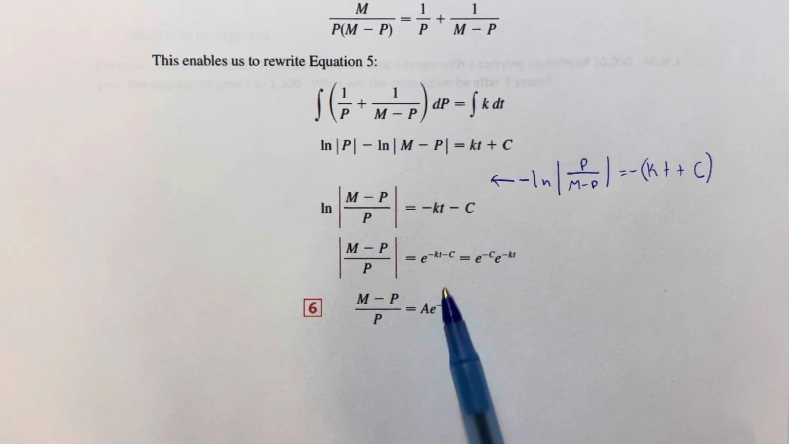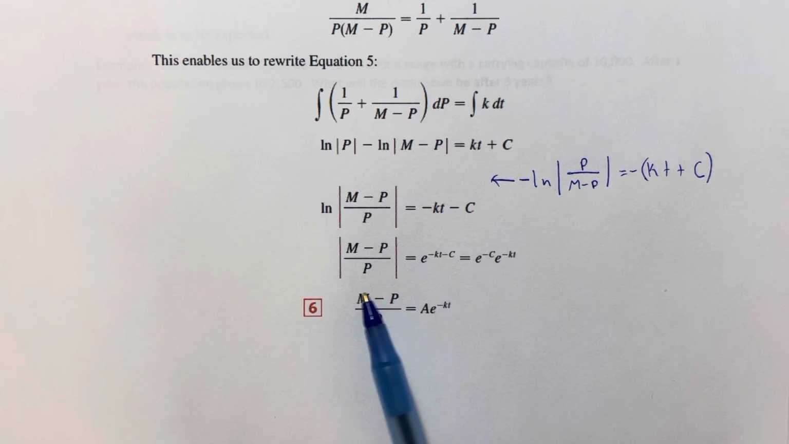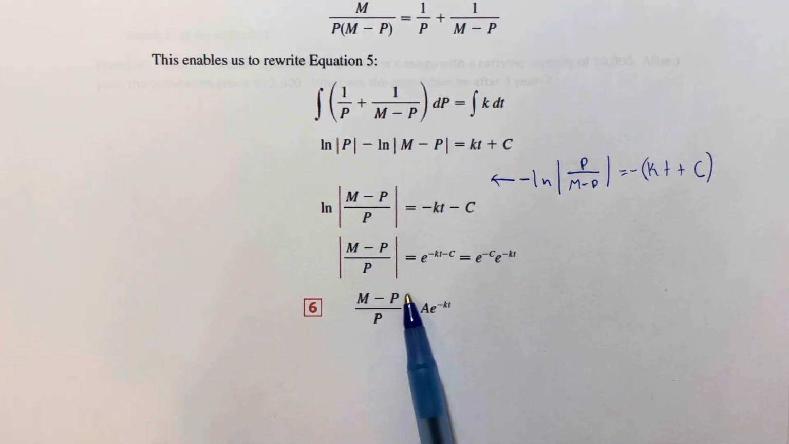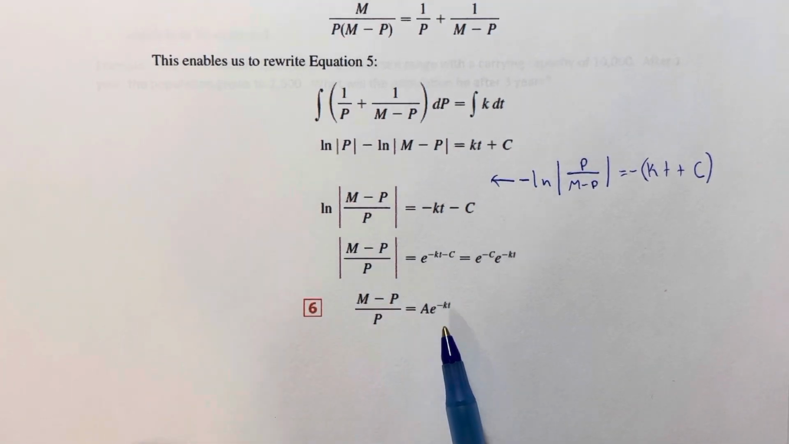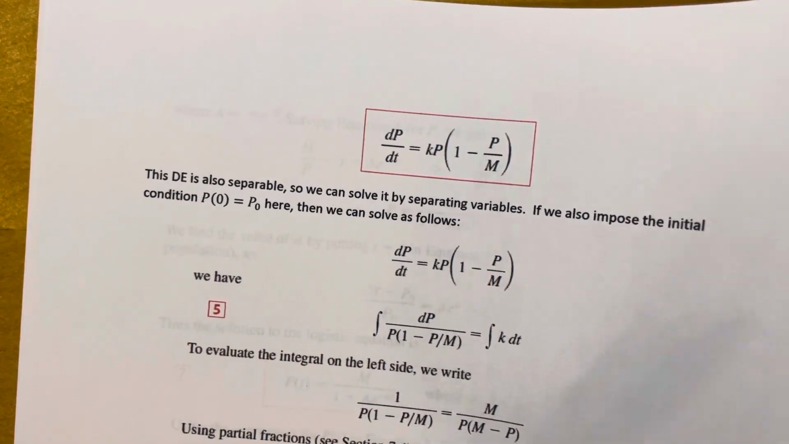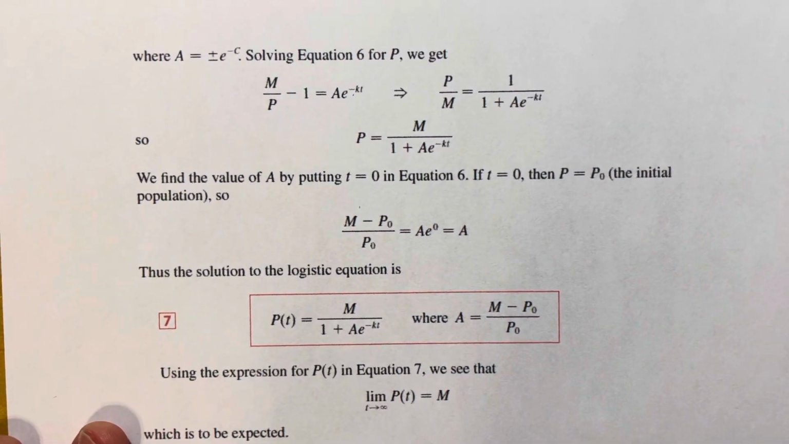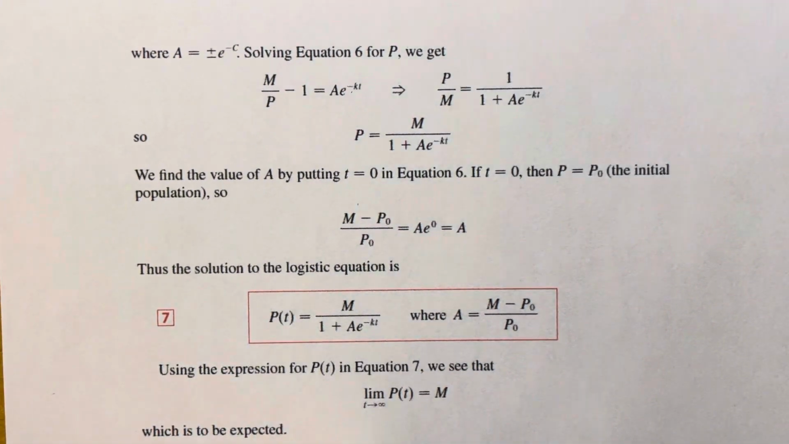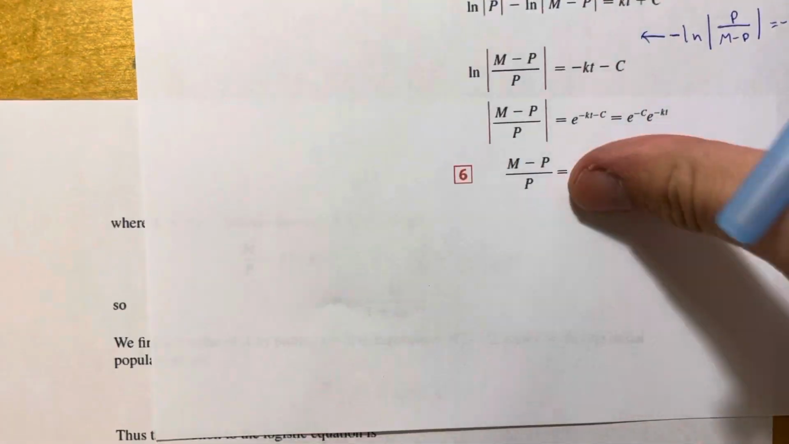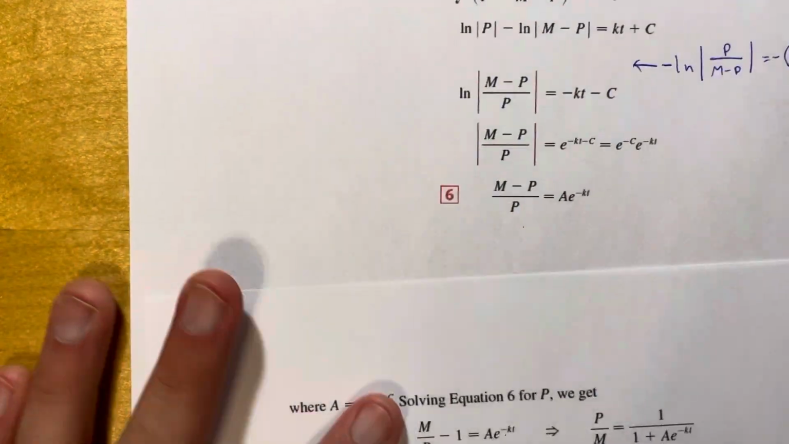So here is all of the work that we have done to simplify things down. Okay, m minus p over p equals a e to the negative kt. So we're going to keep going with that. Okay. This is explaining where the a comes from. We just talked through that. Now, in fact, let me go like this so we can see where we left off.